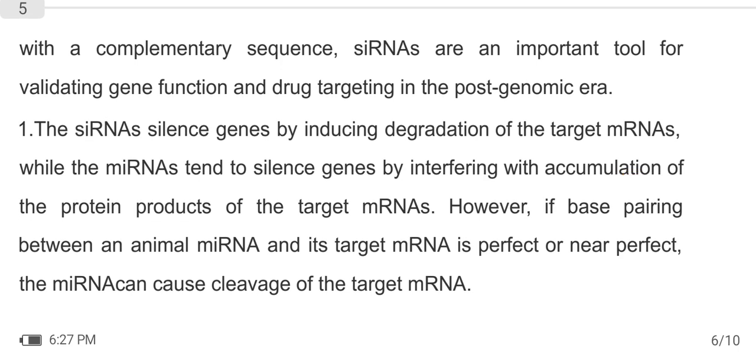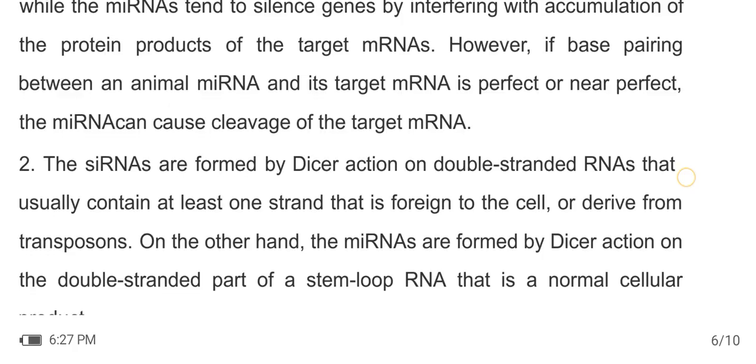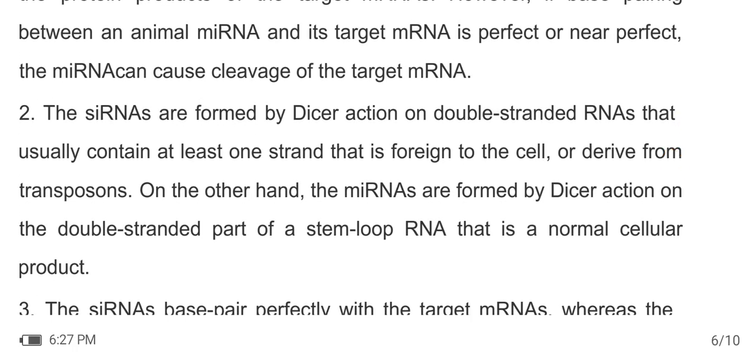The siRNA silence genes by inducing degradation of the target mRNAs, while the miRNA tend to silence genes by interfering with accumulation of the protein products of the target mRNA. However, if base pairing between the animal miRNA and its target mRNA is perfect or near perfect, the miRNA causes cleavage of the target mRNA.